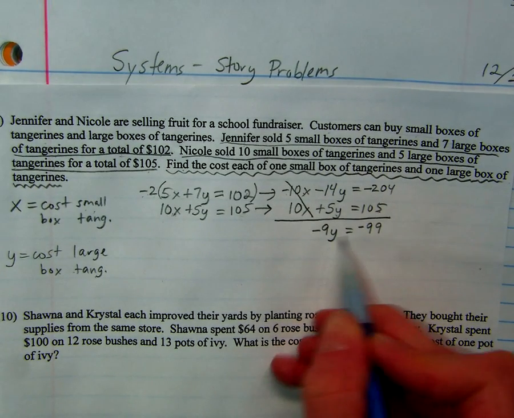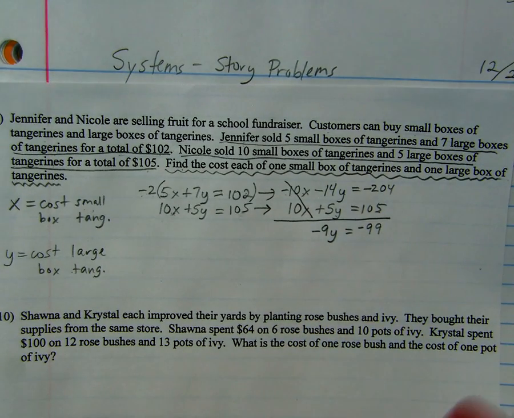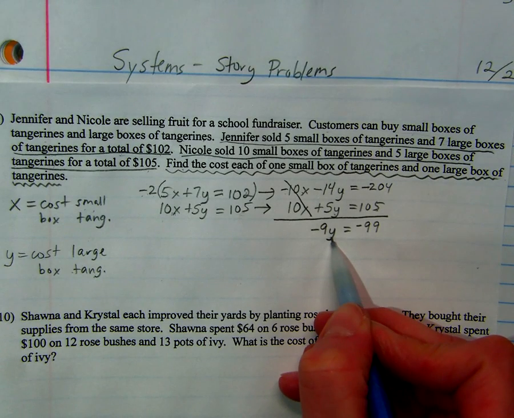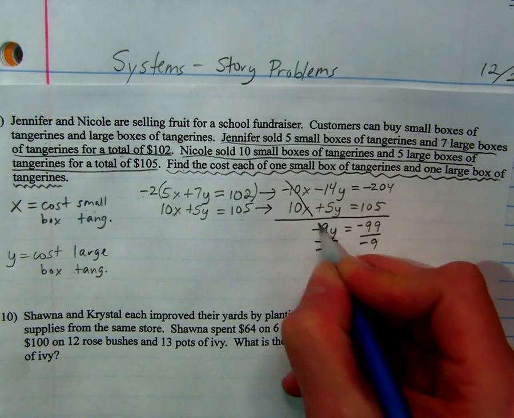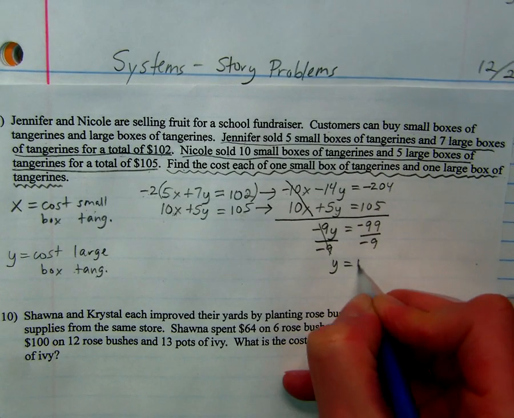And now I have a very simple one-step equation I can solve for y. So how do I solve for y there? Divide by negative. Good. Divide by -9, divide by -9. So we'll get y equals 11.